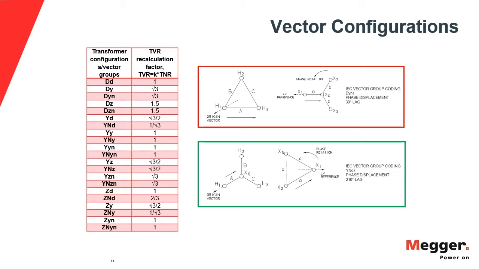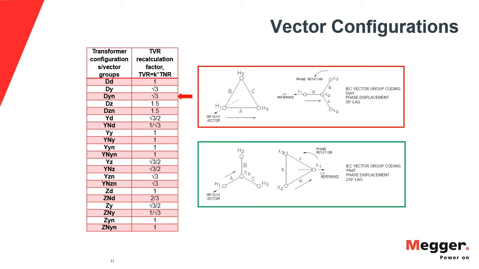First, a DYN1 transformer. What I have to do is find that transformer configuration in my table, right? And then I would know that my recalculation factor is square root of 3. So I will take those two rated voltages from my nameplate, do the relationship, the high voltage divided by the low voltage, and then use the recalculation factor to obtain my final TVR, my calculated TVR, which I will then use to compare to my measurements.